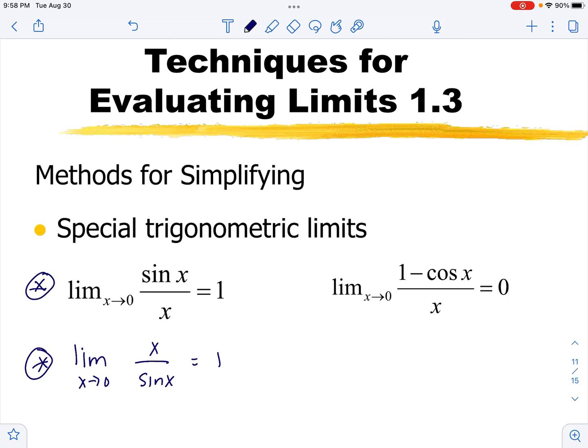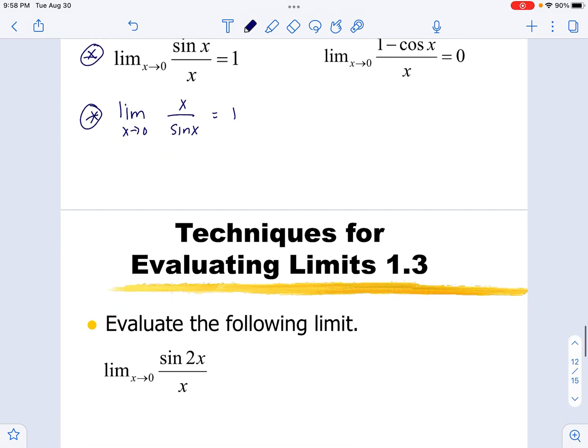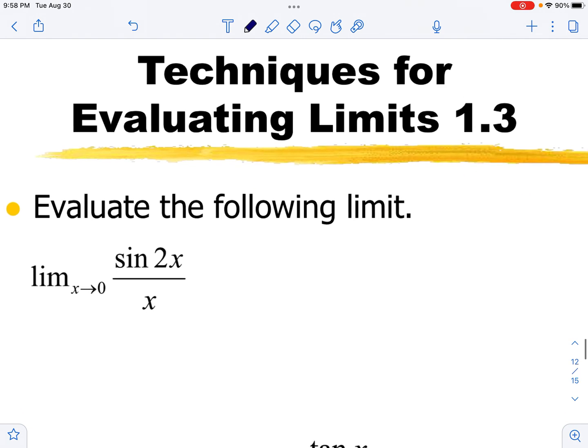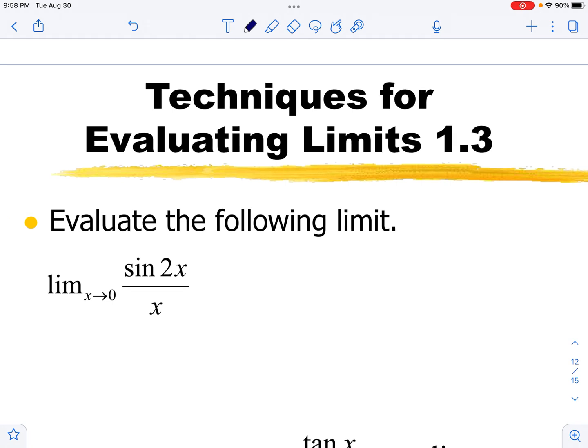And later on, we will learn what's called L'Hopital's rule, which will show why these things work. But for right now, we just need to be able to know them and use them. So this is the first one that we are going to do. If you think about this, it kind of looks similar to the sine one. However, we have a 2 here. So let's think about it as using some properties.